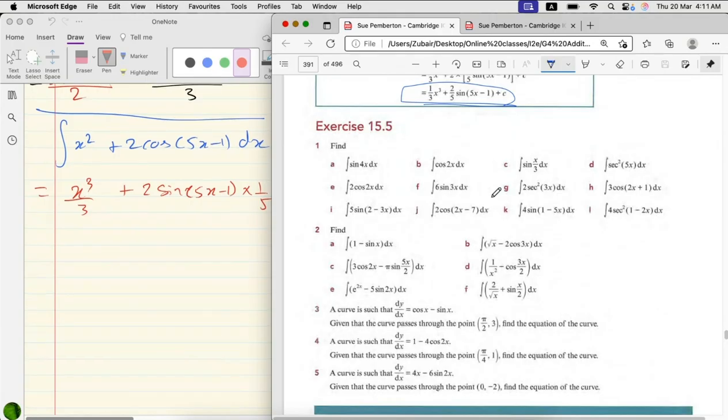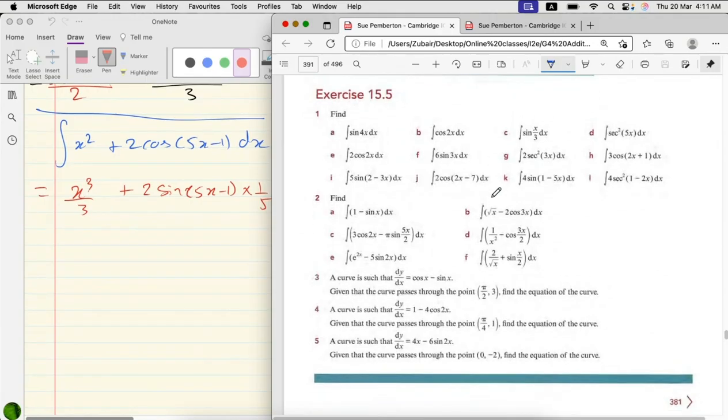Yes. Now this one would be quick, and then we'll move on to next subtopic. So sine integration is minus cos. So that's minus cos 4x over 4 plus c. This is cos, integration is sine. So sine 2x over 2 plus c. Right?